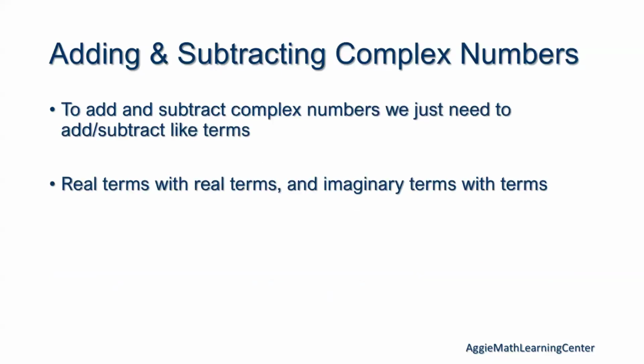With adding and subtracting complex numbers, we just need to match the terms when they go together. You need to make sure that when you match the terms, you keep the real terms together and the imaginary terms together. You can't really mix them. They're in their own separate worlds when it comes to those sorts of things.